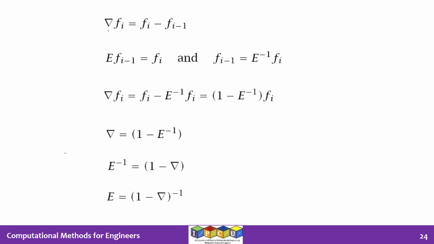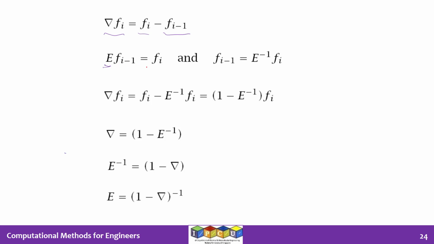The backward difference operator applied to Fi gives us Fi minus 1. And we know that E Fi minus 1 is equal to Fi, because this is the forward shift operator. So when you apply the shift operator to Fi minus 1, you're going to get Fi.